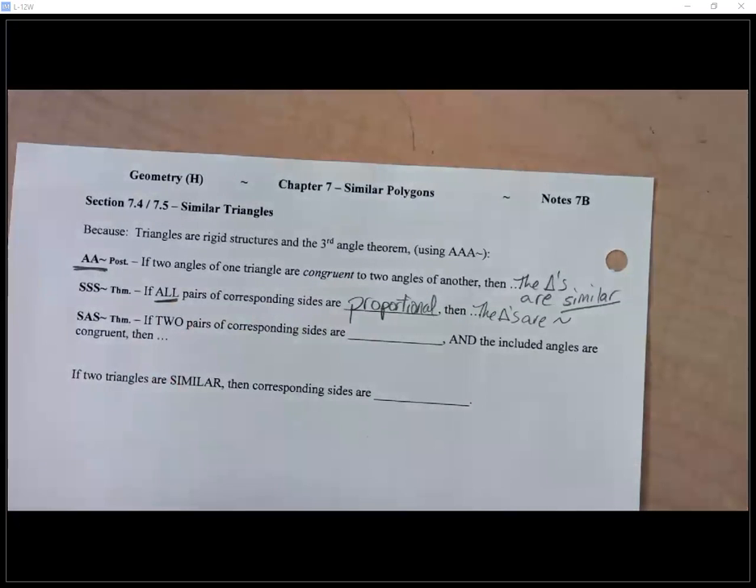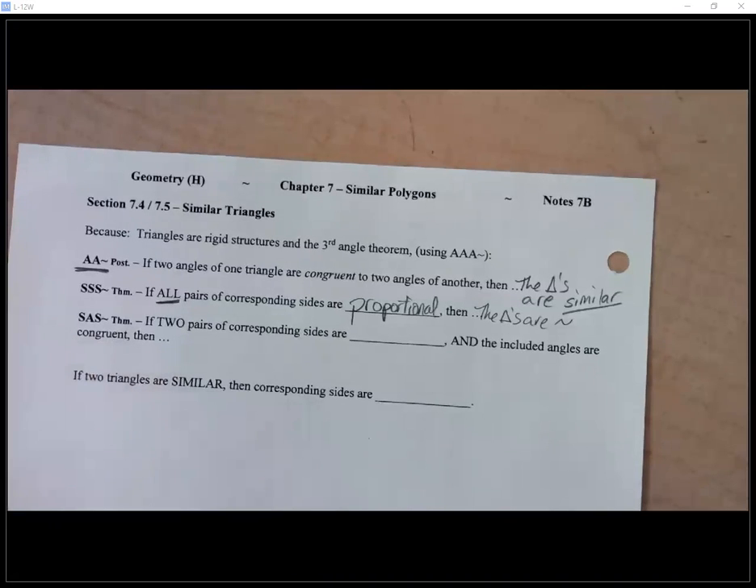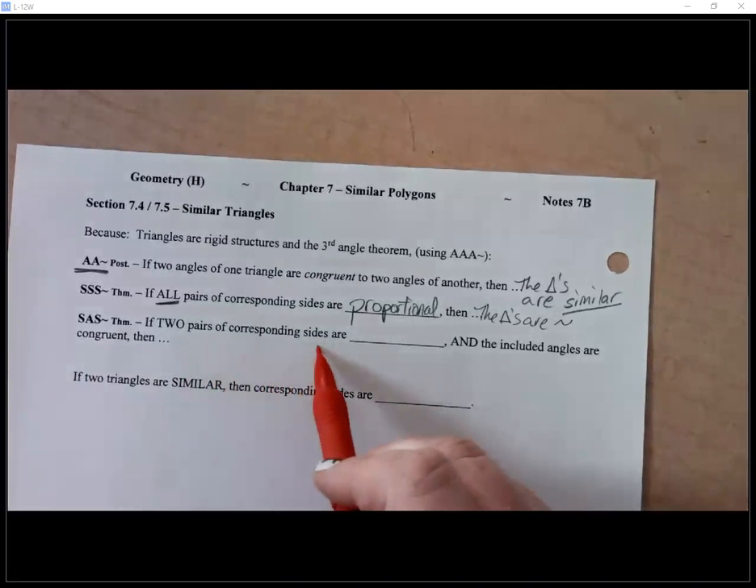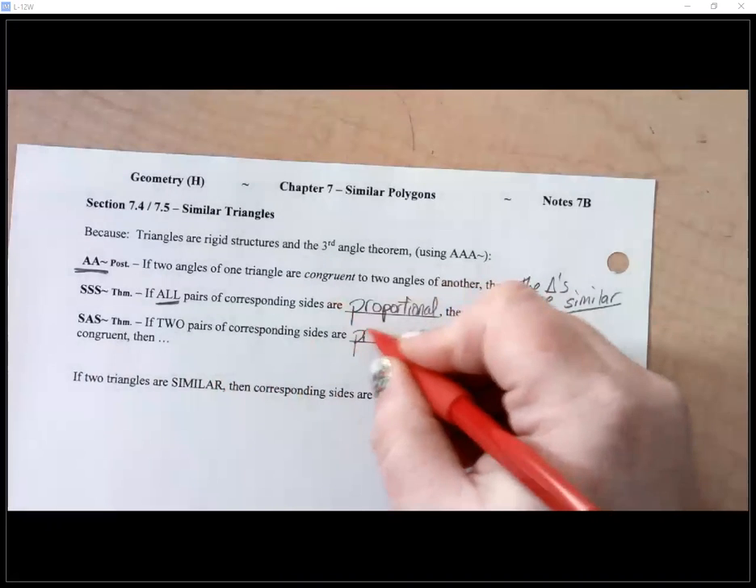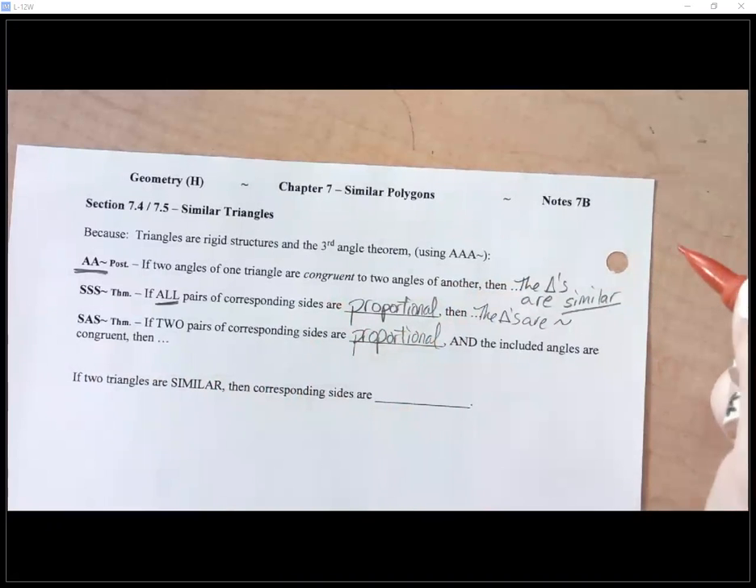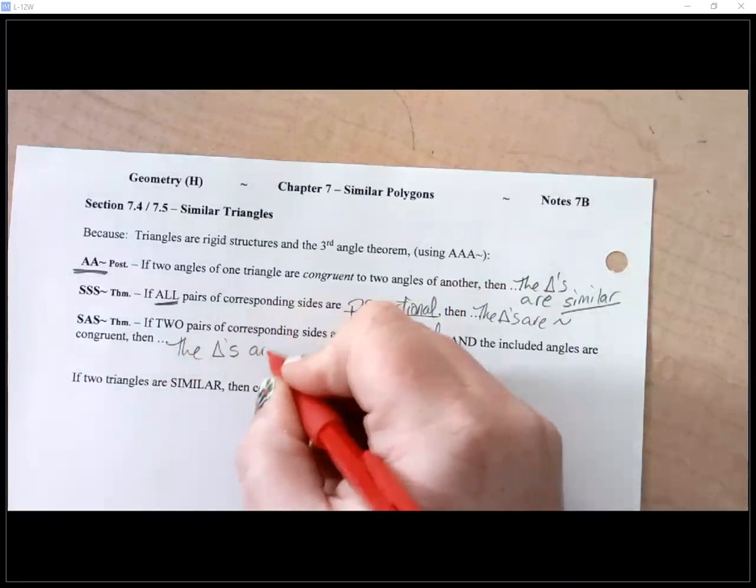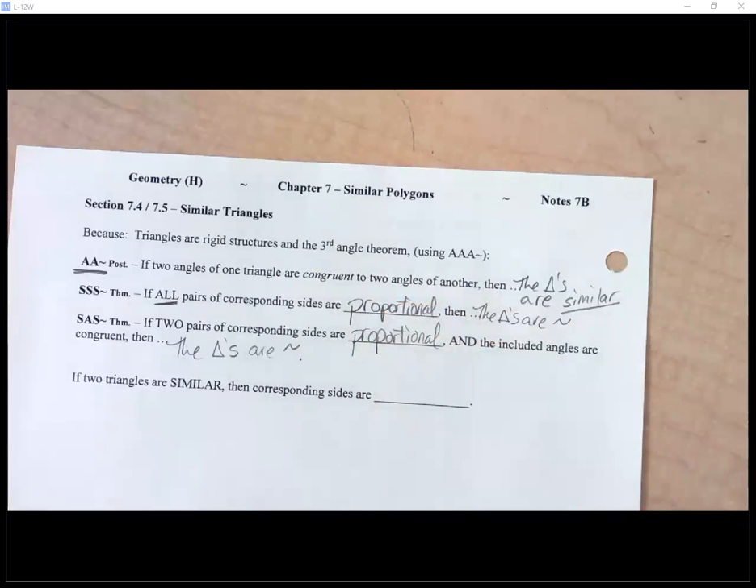Okay, and then the last one is the side-angle-side similarity theorem. Let's see what this one says. If two pairs of corresponding sides are proportional and the included angles are congruent, then the triangles are similar. And you guys know the answer to this last blank. If two triangles are similar, the corresponding sides are proportional.